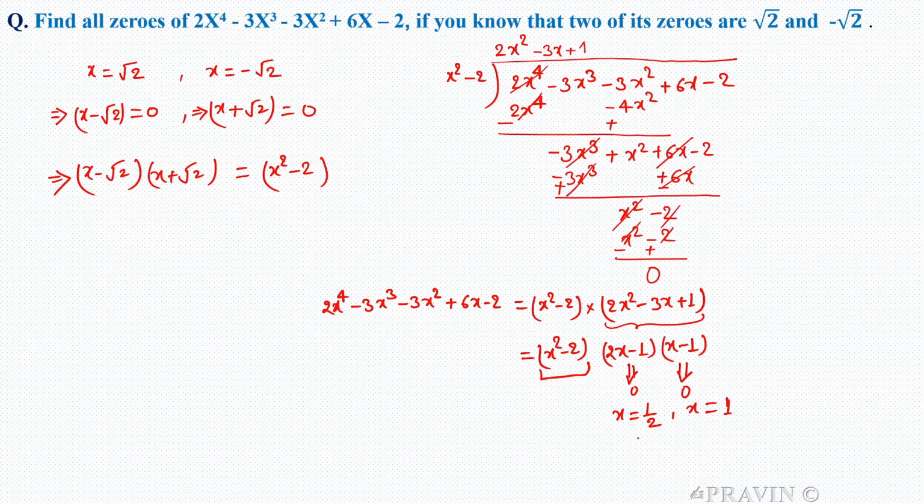This is how you can use the division algorithm for a given polynomial to find its zeros. Hope you have understood all these examples very clearly.